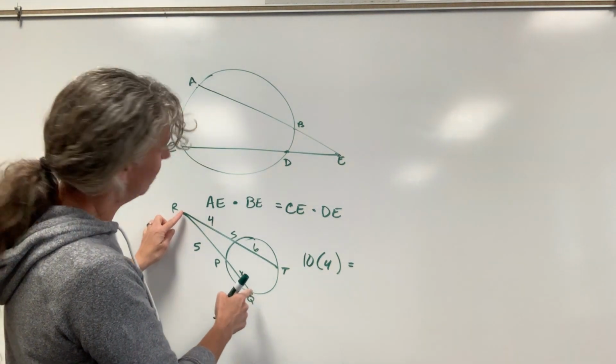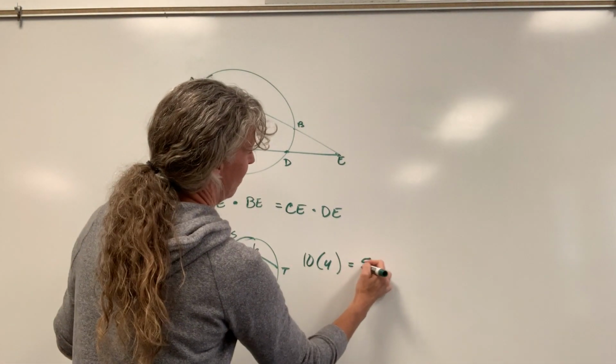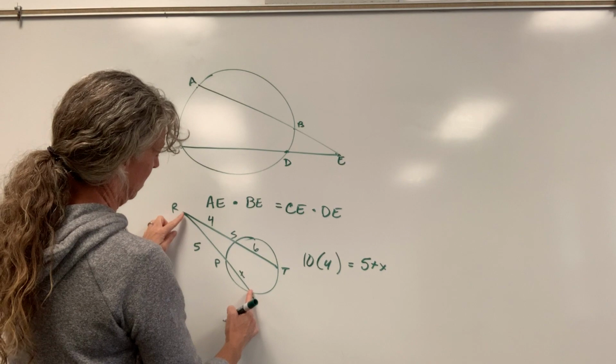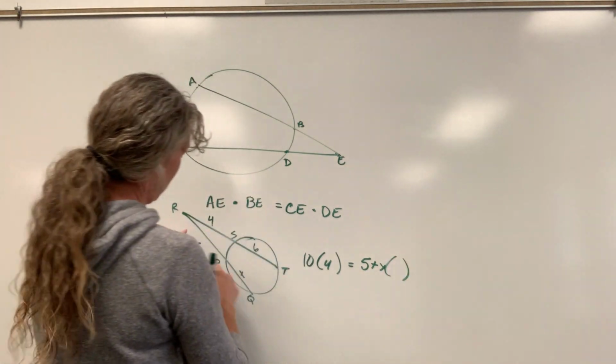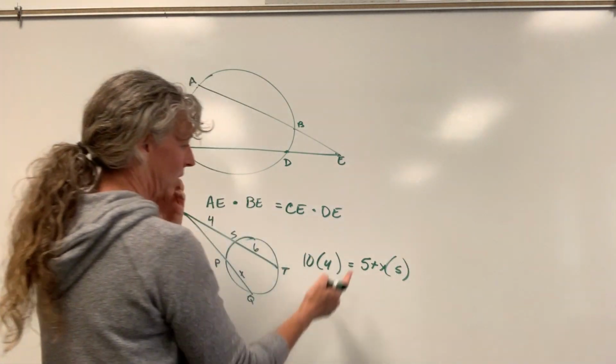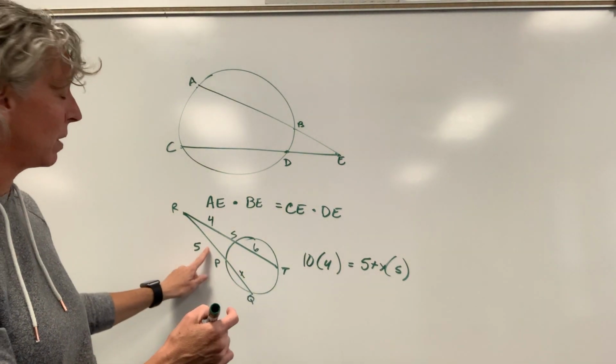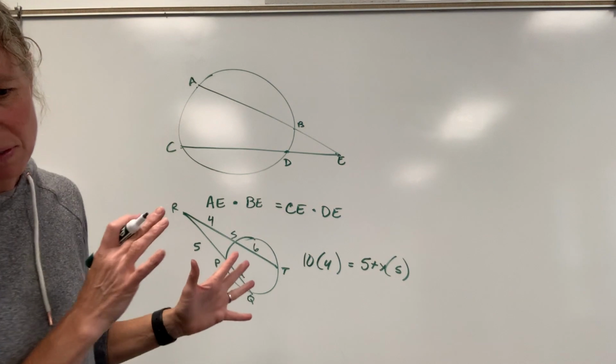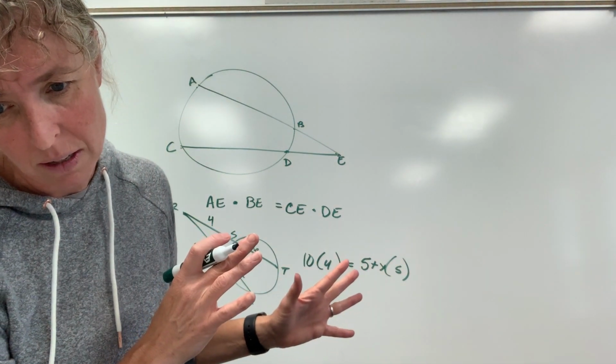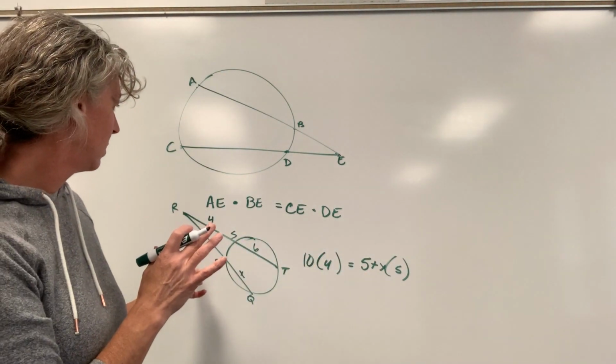Watch this, just be careful. The whole thing is really 5 plus X, right? And we're going to multiply it by the outside part, which is 5. I really should have written that the other way, but the whole thing is 5 plus x, and we're going to multiply it by the outside part, which is 5. Are they both 5? I just want to make sure I wrote that down correctly. No, 4. Yeah, okay, that's good.